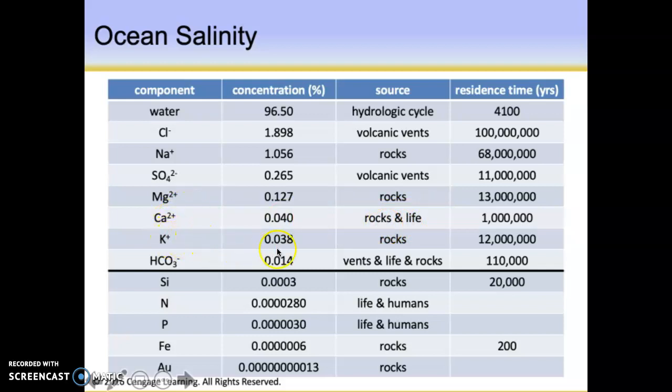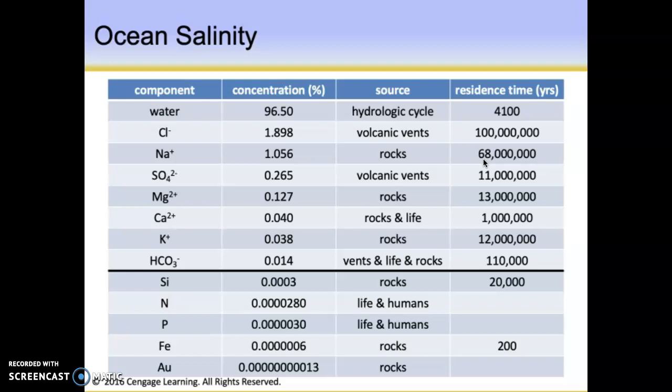The potassium comes primarily from rocks, and the bicarbonate ion, which is this HCO3, comes from volcanic vents and from life and from rocks. It's got a bunch of sources. The other number to note over here is the residence time, and this is how much time an average ion spends in the ocean before it comes out of solution. And you'll notice that the chlorine is in there for a long time, 100 million years, sodium as well. And the reason for that is there aren't a lot of biological processes or chemical processes that will remove these substances from the ocean.